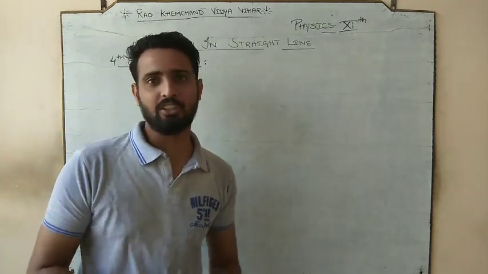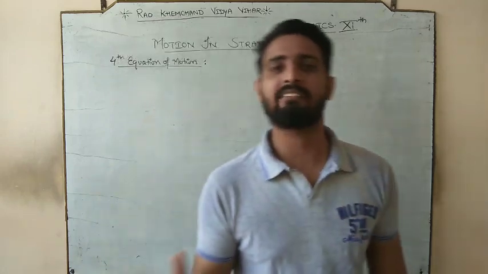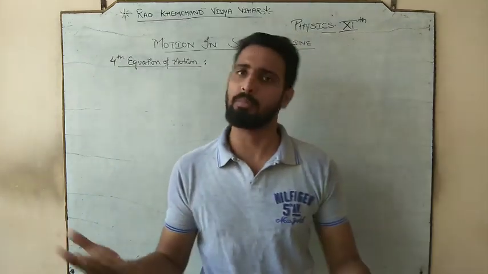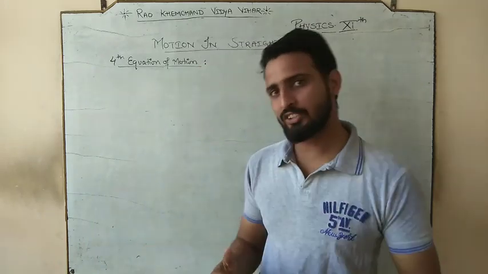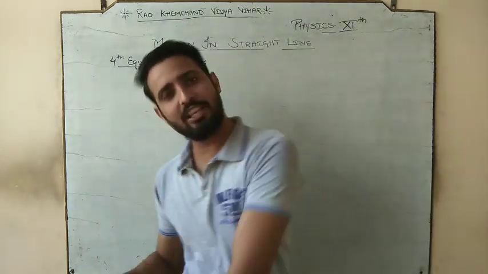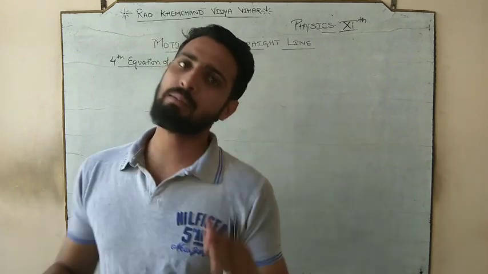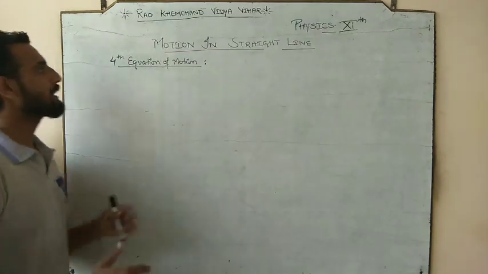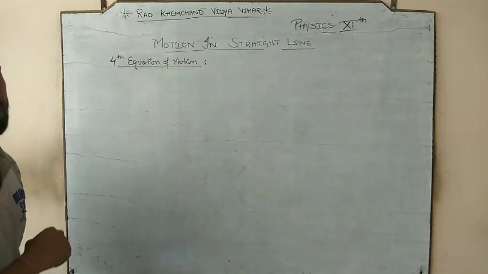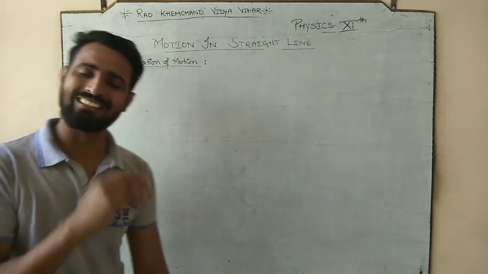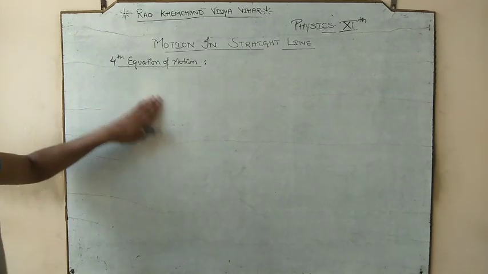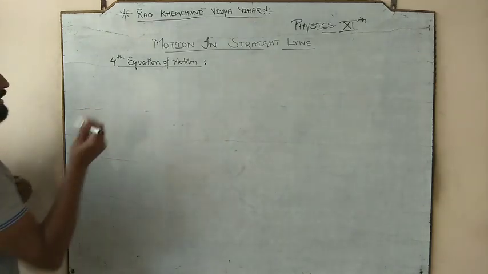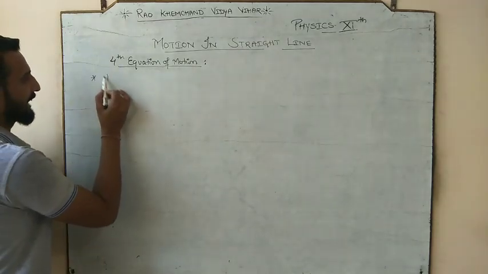These three equations of motion were derived earlier in class 9th also, but by using the graphical concept. Here we derived all three of the same equations of motion, but by using the calculus method. But here we have one more equation which you have not dealt with in 9th class, and we are going to deal with that.